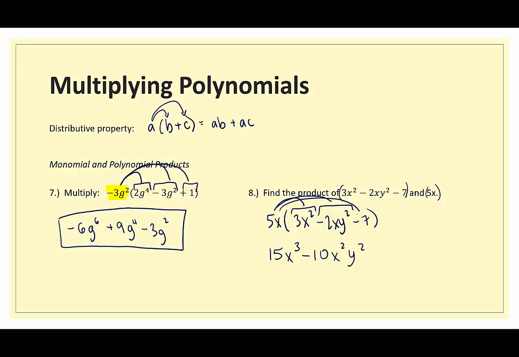And 5x times negative 7. A positive times a negative is negative. 5 times 7 is 35, and then we just bring down that x. All the variables, I see no like terms, so this would be our final product here.